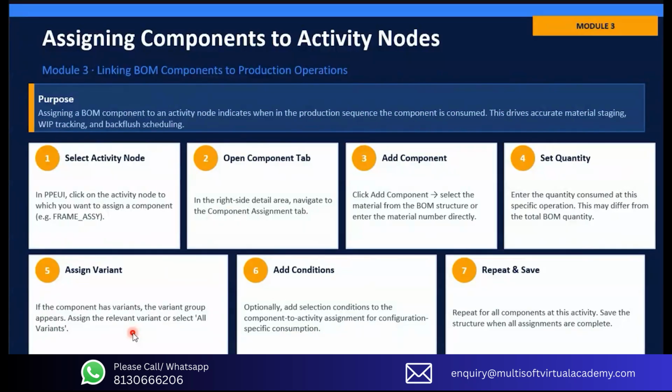Add condition. Now optionally add selection conditions to the component-to-activity assignment for configuration-specific consumption. Repeat and save. So for one operation you do this, and for the rest of the activities you do the same thing. Repeat for all components at this activity. Save the structure when all assignments are completed.